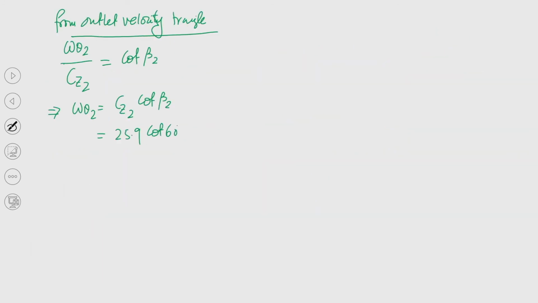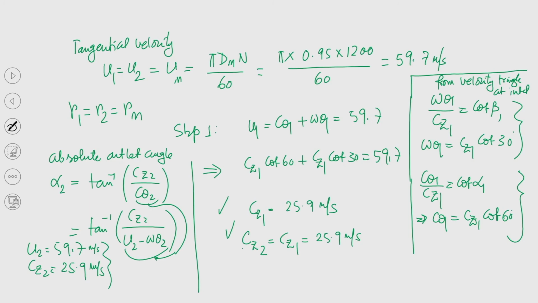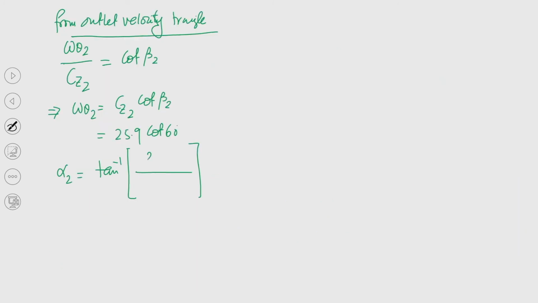So, from the previous slide, alpha 2 equal to tan inverse Cz2 by u2 minus Wtheta2. So, 25.9 divided by 59.7 minus 25.9 cot 60. So, you can easily calculate what will be the value of alpha 2. Okay. So, this is also done.